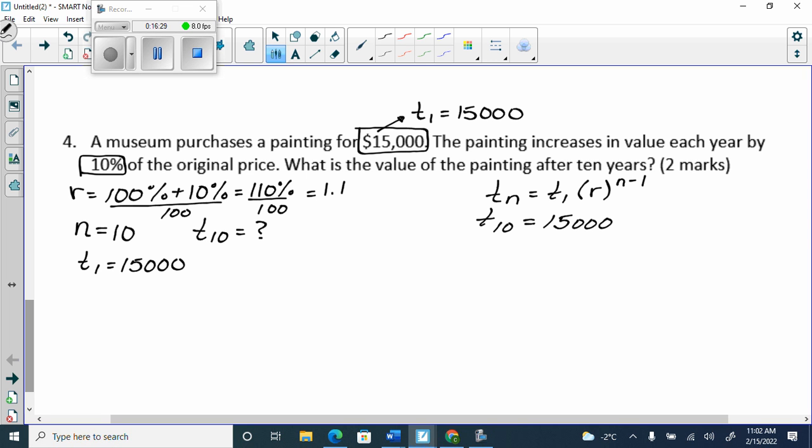Is the number going to get bigger or smaller? Why? Because it's increasing in value by 10%, and our R value is more than 1. If our R value is greater than 1, it's getting bigger. If our R value is between 0 and 1, it's getting smaller. Right? 1.1 to the 10 minus 1, which gets us, I don't know, it's a large number, 30-some thousand. It's like 35,360.